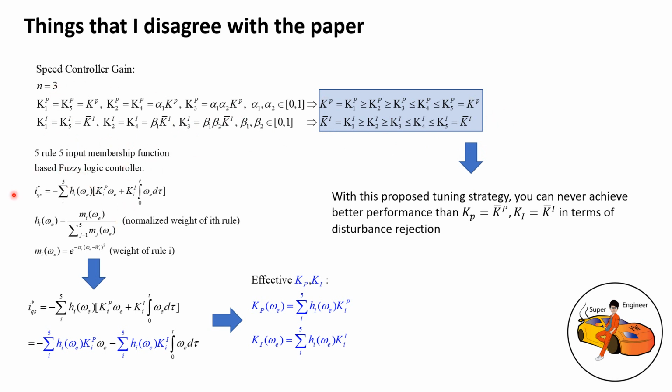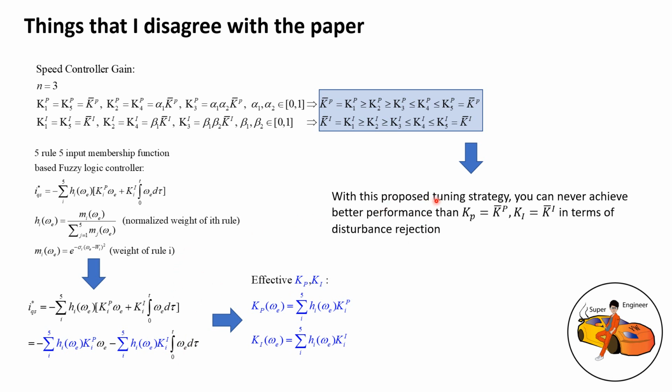If you look at this fuzzy logic controller and distribute this formula a little bit, you will see that it can be converted to the standard KP KI controller, but the KP and KI are scheduled based on the tracking error. So I call this effective KP and effective Ki, because this part is multiplying the tracking error, and this part is multiplying the integration of the tracking error.